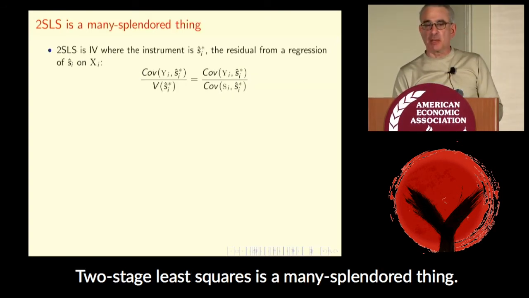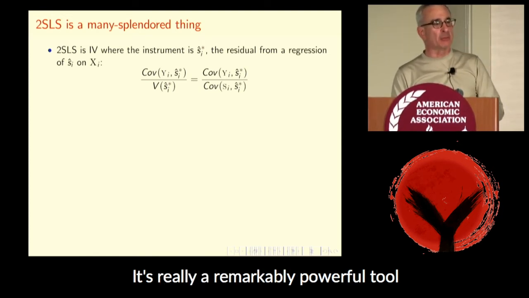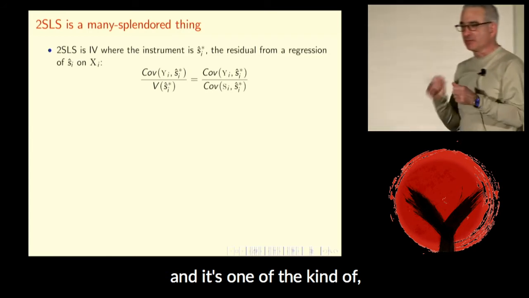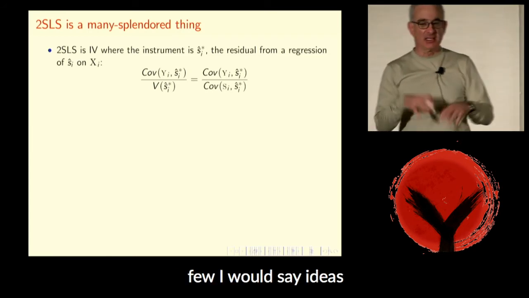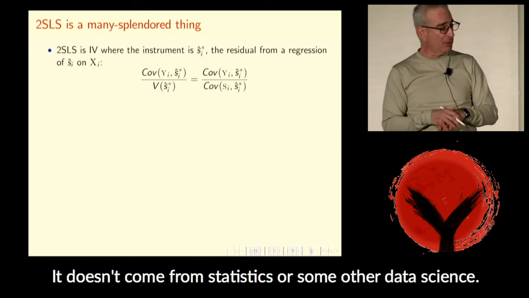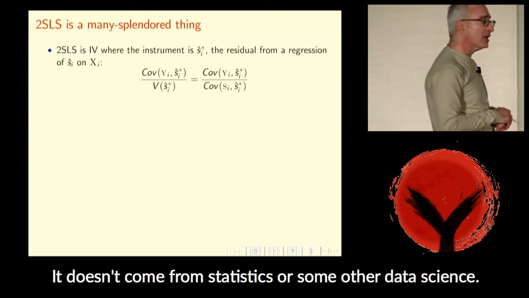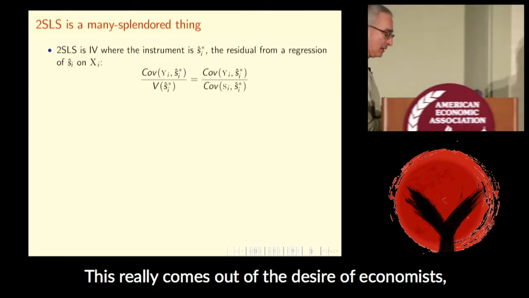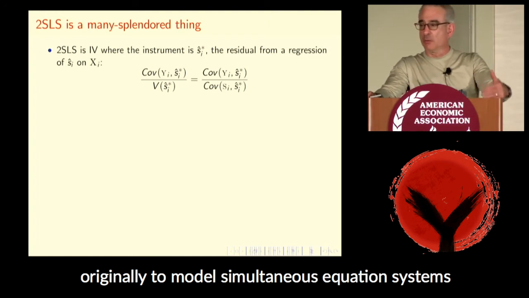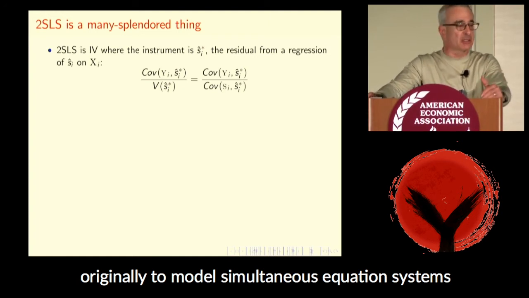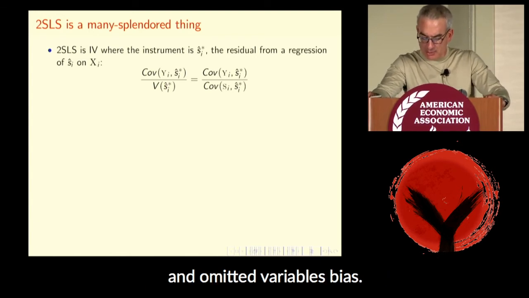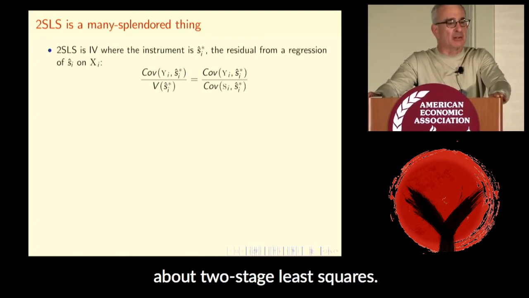Two-stage least squares is a many-splendored thing. It's really a remarkably powerful tool, and it's one of a few ideas that are really original to econometrics. It doesn't come from statistics or some other data science. This really comes out of the desire of economists originally to model simultaneous equation systems, and then later to deal with measurement error and omitted variables bias. So there's a lot of ways to think about two-stage least squares.